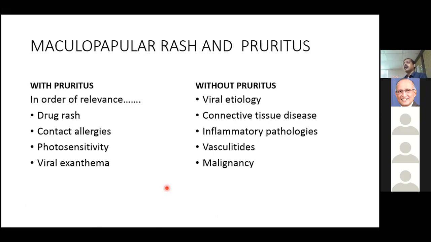So the next set of differentials when you get maculopapular rash and pruritus. Some maculopapular rash can present with pruritus and some without pruritus. If it is with pruritus, in order of relevance, I would say first think of drug rash, then think of contact allergies, then think of photosensitivity if it is photodistributed, and last you think of a viral exanthem. Whereas if it is without pruritus, first you think of a viral etiology, you think of a connective tissue disease, which is usually without pruritus, inflammatory pathologies like I mentioned about Still's disease or Kawasaki disease for that matter, or vasculitis will not have much of pruritus, and malignancies rarely have pruritus depending upon the extent of involvement.